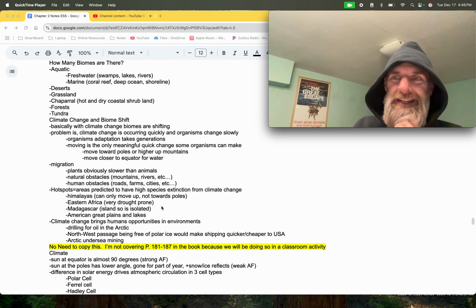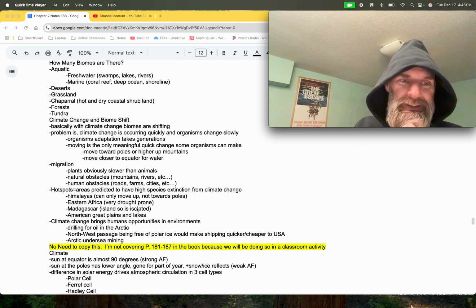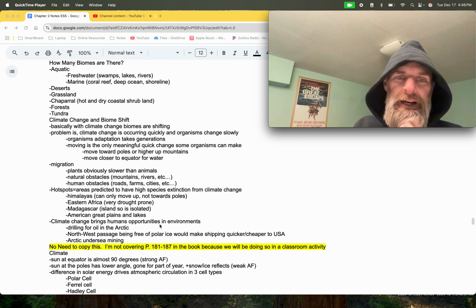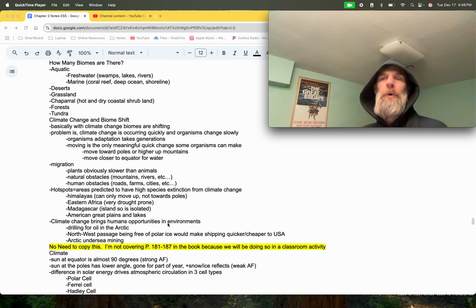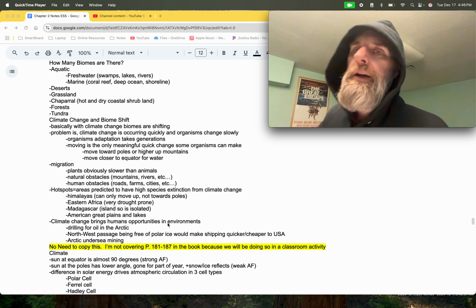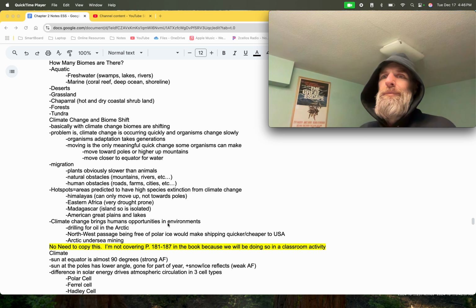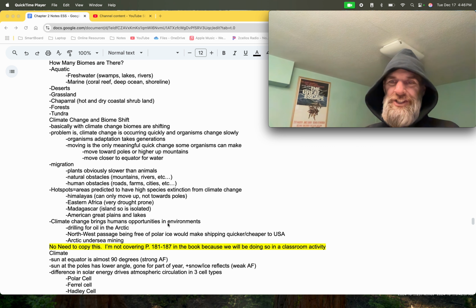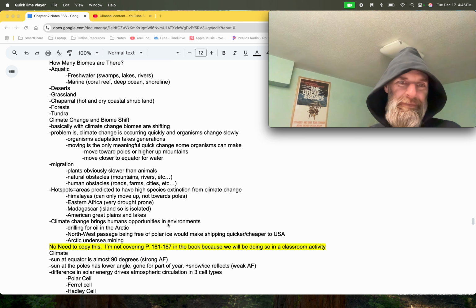American Great Plains and lakes. So, yep. Climate change brings human opportunities into the environment. So in the environments, drilling for oil in the Arctic. Hey, it's not all bad, I guess. I guess you get to get your fossil fuels out so you can burn them and create more climate change. So, yep, hooray for that.